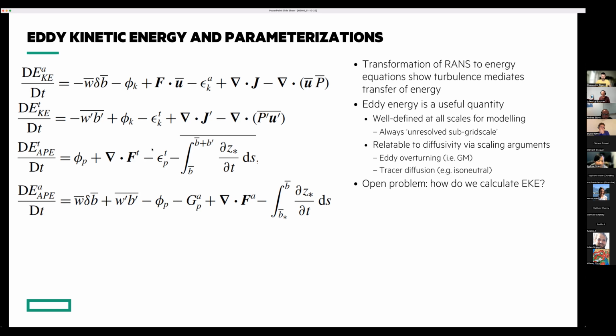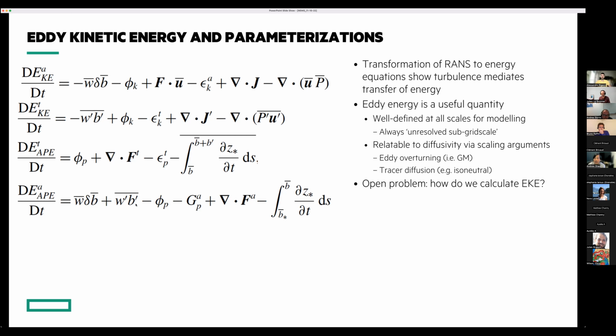In particular, there's this term here, this w prime b prime term, which Gent and McWilliams, 1990, showed you can parameterize as isopycnal diffusion, thickness diffusion. It's an overturning by eddies. In this particular set of equations, it's nice because you can directly see the transfer of energy between the turbulent eddy kinetic energy and the available potential energy.